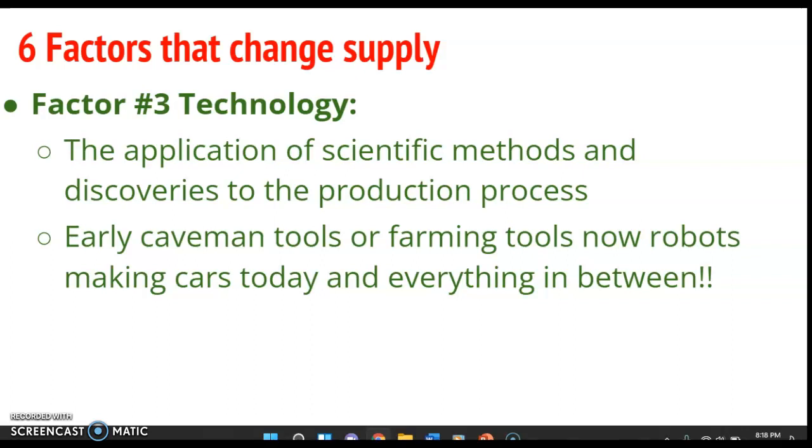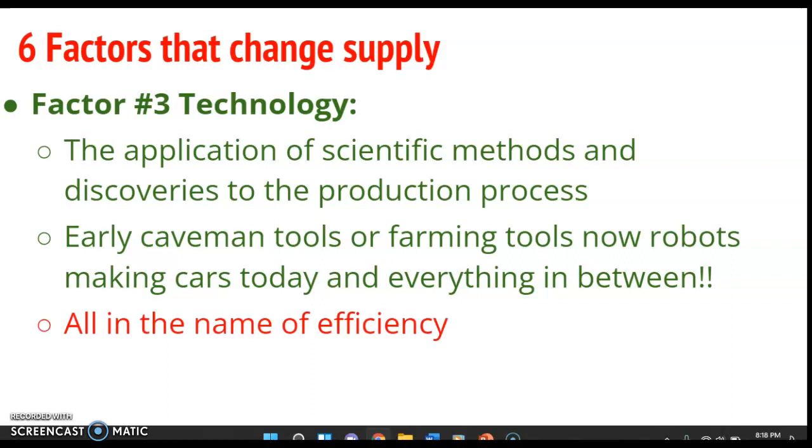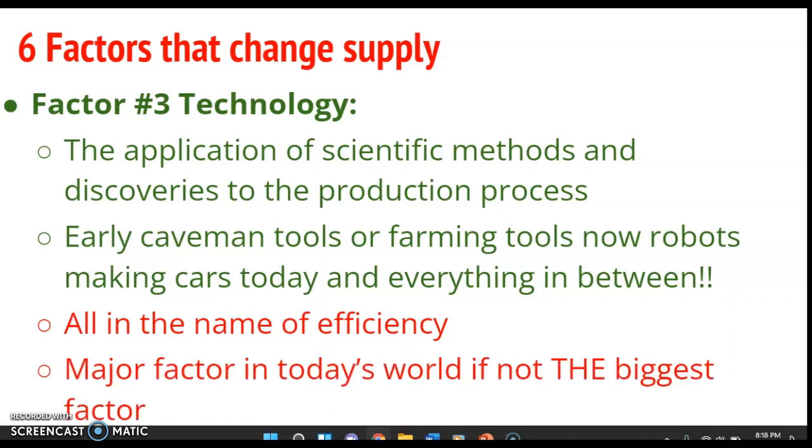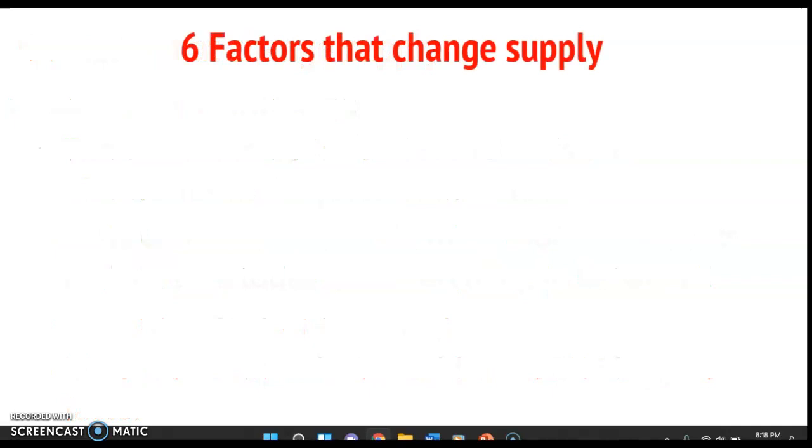When was the last time you went to McDonald's and ordered on one of those kiosks, or went to Walmart and paid at a self checkout? And the reason why we're implementing technology is because it is all about efficiency. And I'm sure you can tell that it's a major factor in today's world, if not the biggest factor already. Factor number 4 is government action.